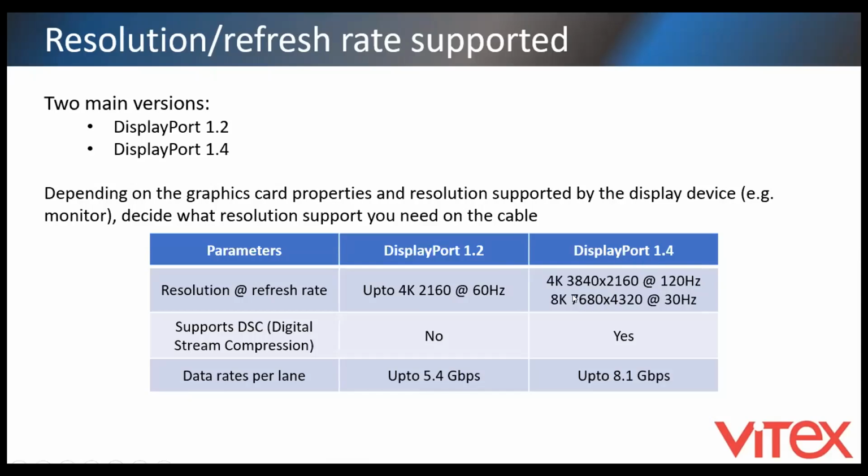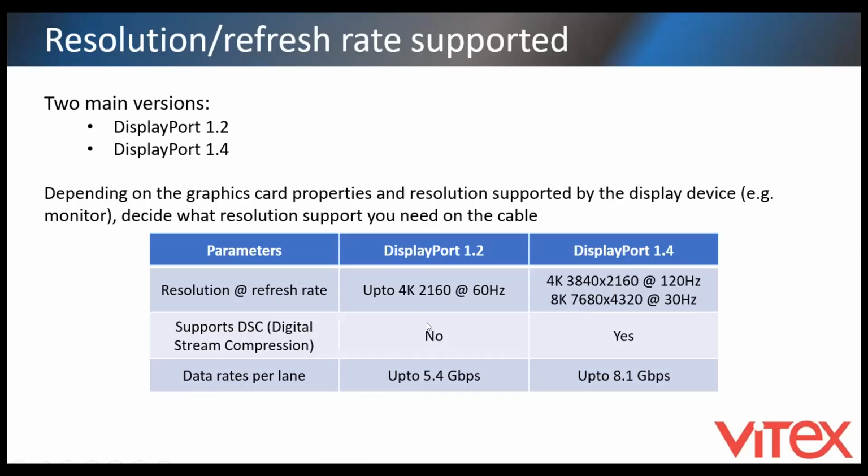DisplayPort 1.4 can also support 8K resolution at 30 Hz refresh rate. So 8K is twice the resolution of 4K, and basically it means that you can transfer more pixels in order to display your data. Coming to digital stream compression, DisplayPort 1.2 does not support DSC, while 1.4 can support DSC. Basically, it means you can compress your data to be sent at the same resolution at a higher refresh rate.